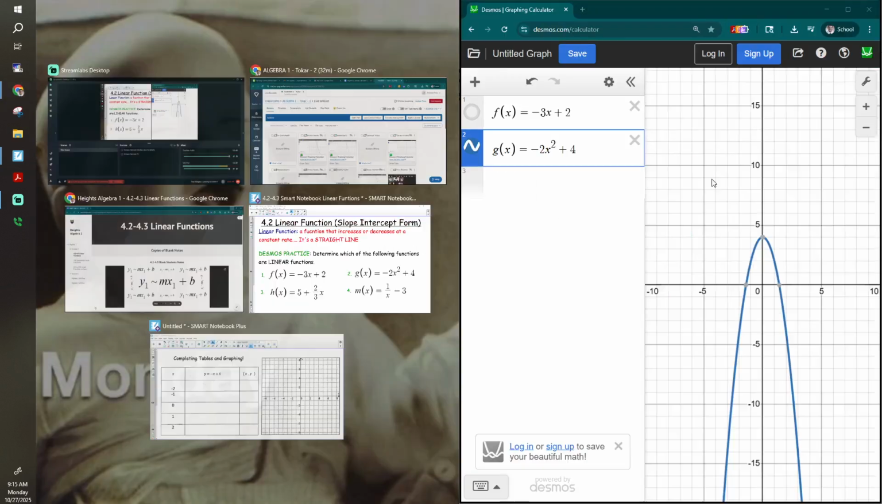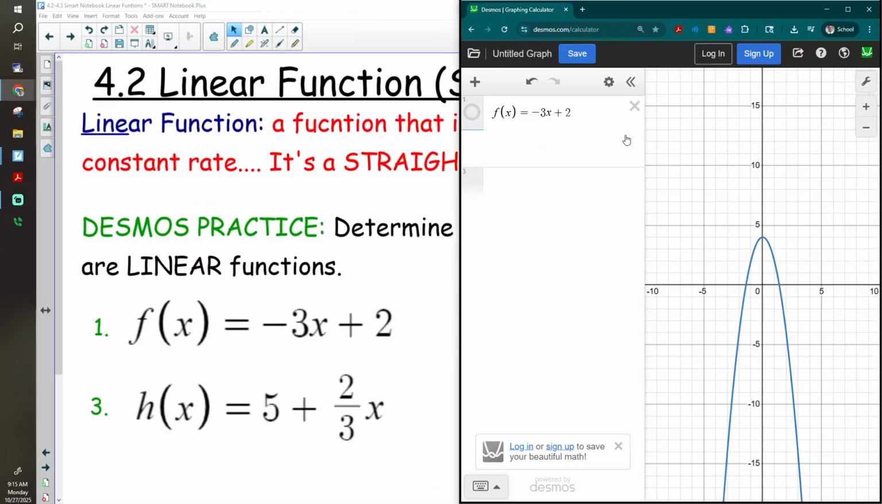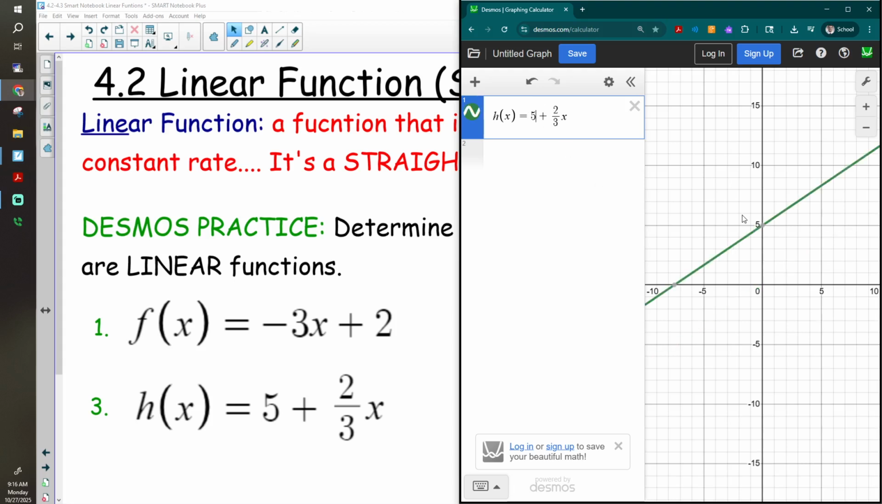Again, it's just plug and chug, look at your graph. We look at our next one, we have h of x equals, not minus, equals 5 plus 2/3 x. That's supposed to be a 5. Is this a straight line? Yes, so it's linear, check mark.